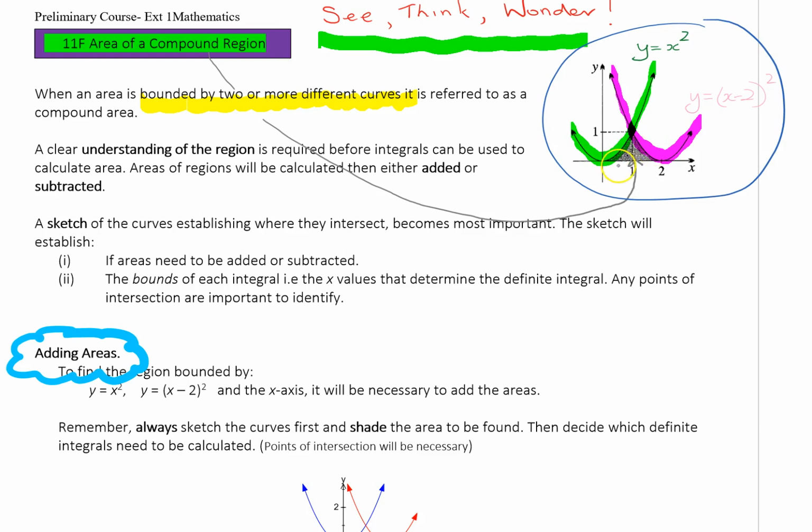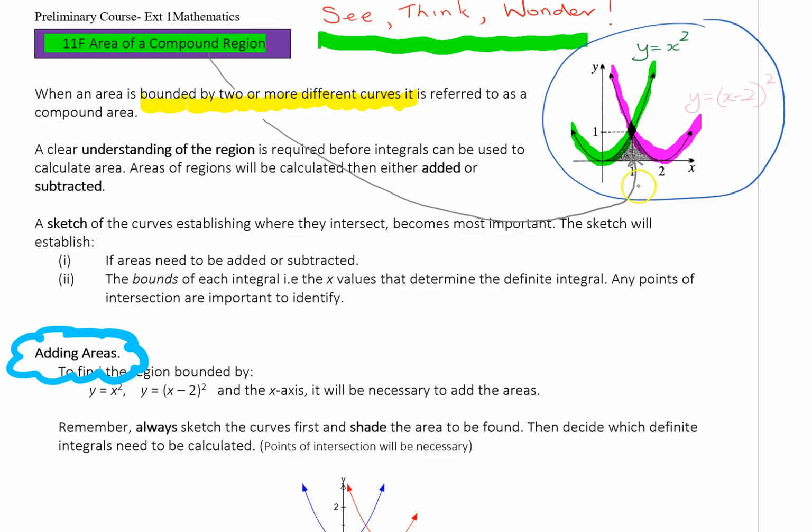Now, in this case, what do you see? Well, I hope I've pointed out you can see compound area, two different curves. We're finding the area under these curves and between the x-axis. Now, we know that's important because we saw previously that we could be finding areas between curves and the y-axis. So in this case, it's the area between the curve and the x-axis.